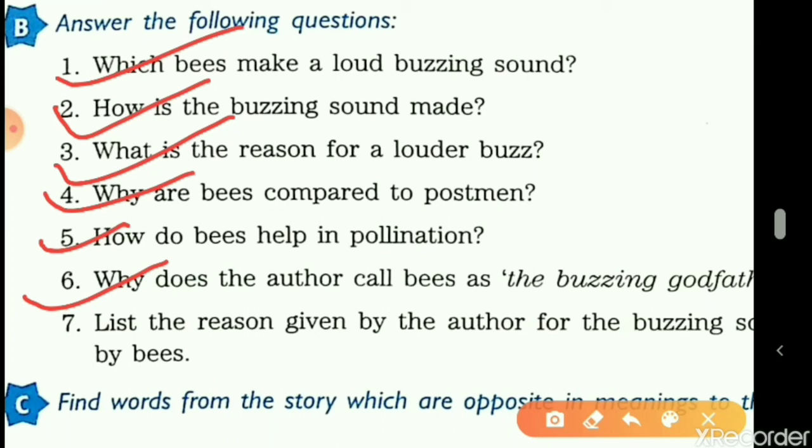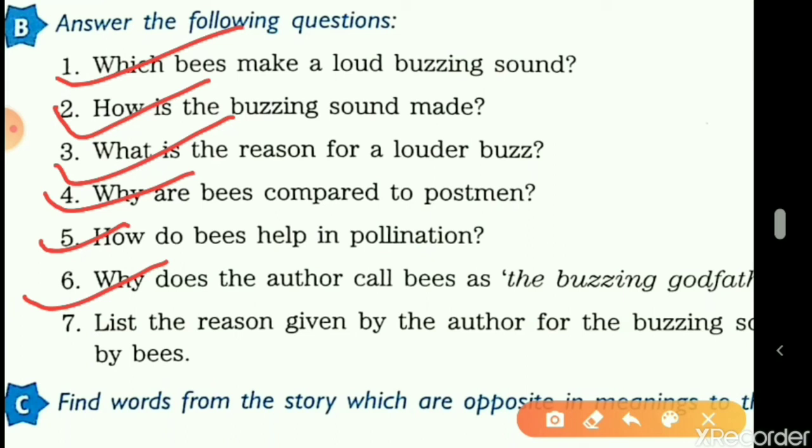They are instrumental in the growth of new plants, and many new plants grow away from the parent tree. Just because of bees, children, many new plants grow away from the parent tree. So the author calls bees the buzzing godfather because they are instrumental in the growth of new plants, and many new plants grow away from the parent tree.